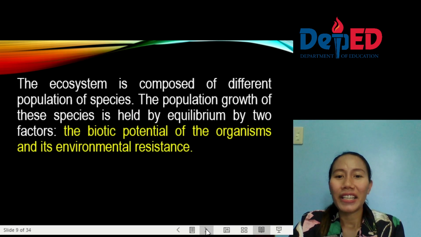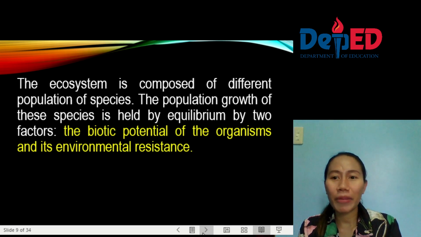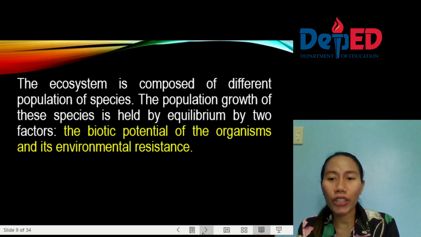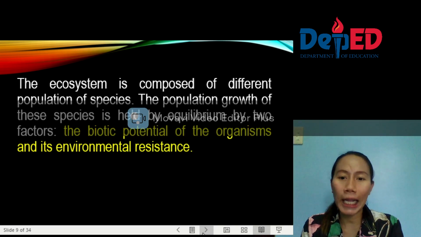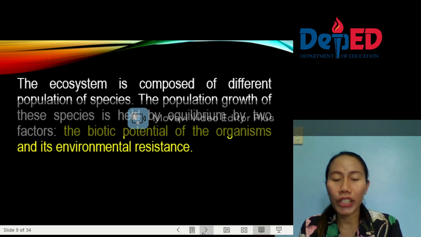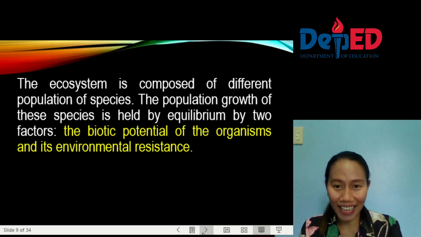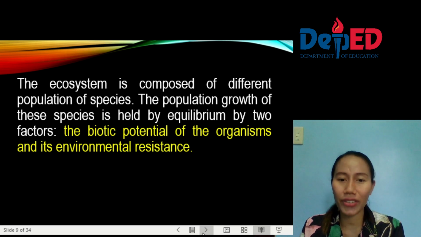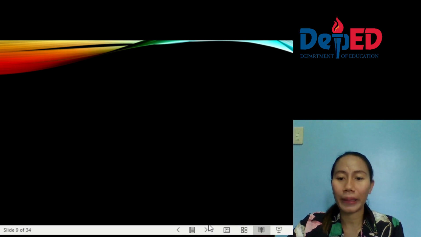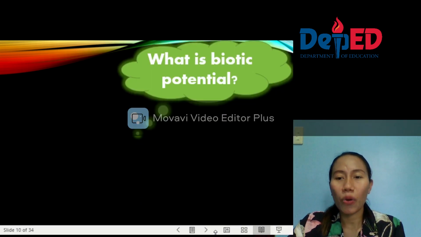Okay. Now, remember that the ecosystem is composed of different populations of species. The population growth of the species is held in equilibrium by two factors. And what do you think are the two factors? The two factors are the biotic potential of the organisms and its environmental resistance. So these are the two factors, right? Remember that.